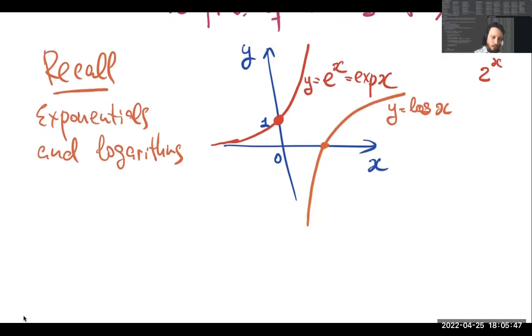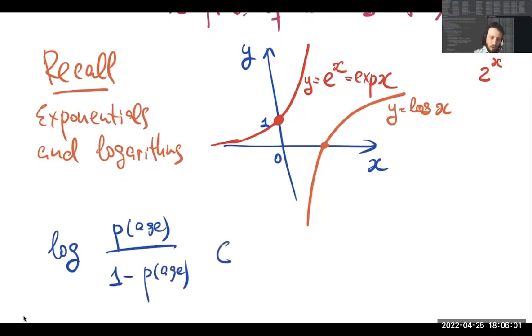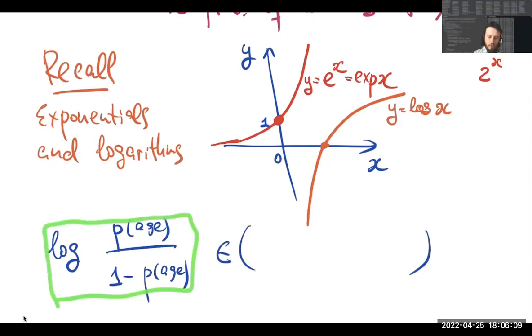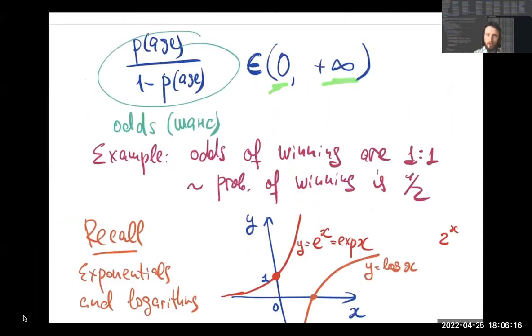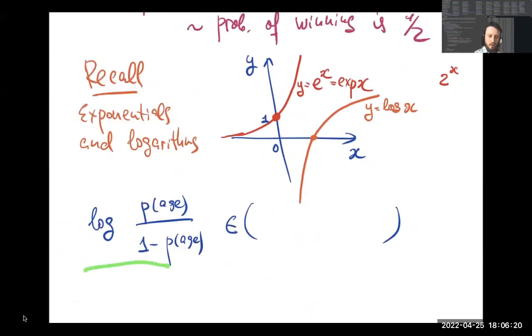And then we will use this logarithm function, and we consider this value, which is called log odds. And let me ask you, what are the possible values that the logarithm of odds takes if odds change from zero to plus infinity? So what is the range of this thing? Minus infinity and plus infinity.